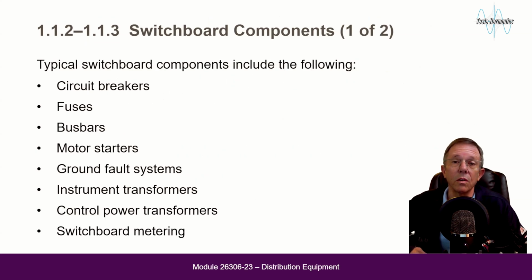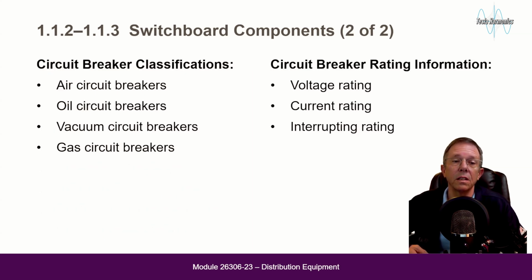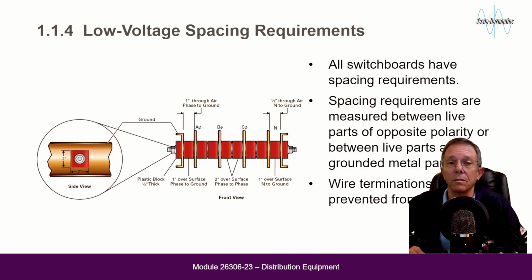Typical switchboard components include the following: circuit breakers, fuses, bus bars, motor starters, ground fault systems, instrument transformers, control power transformers, and switchboard metering. Circuit breaker classifications: air circuit breakers, oil circuit breakers, vacuum circuit breakers, and gas circuit breakers. Circuit breaker rating information includes voltage rating, current rating, and interrupting rating.